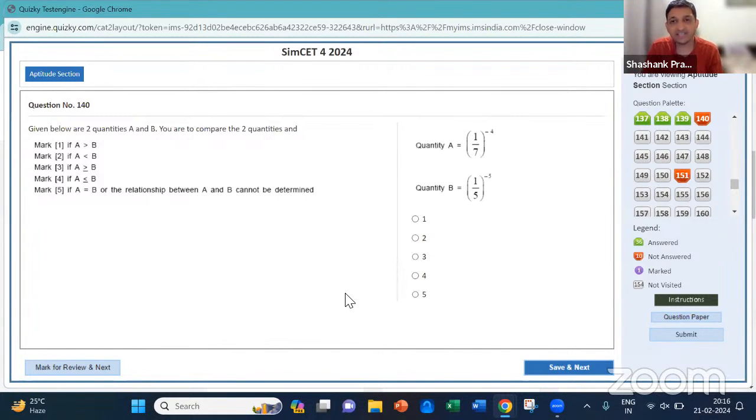1 by 7 raised to minus 4. So 7 raised to 4 and 5 raised to 5. 7 raised to 4 is 2401 and 5 fives are 25, 5 are 125, 5 are 625, 5 are 3125. So that is bigger, right? So quantity B is greater than quantity A. So option 2.